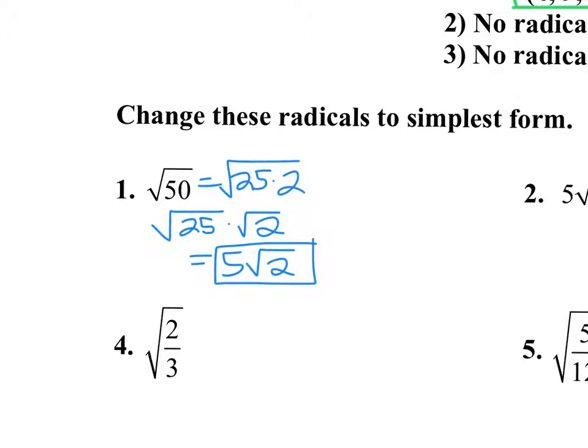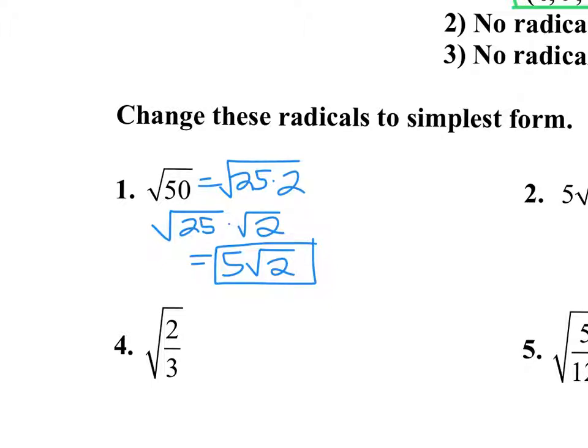If you were to go to your calculator right now and take the square root of 50, you'll get some ugly number. And if you were to do 5 rad 2, guess what? Same ugly number, right? Just like 1/2 is the same thing as 5/10. But you don't want to write 5/10.